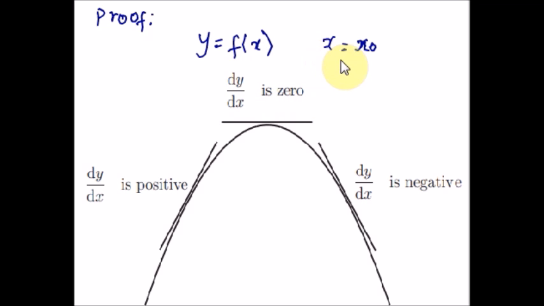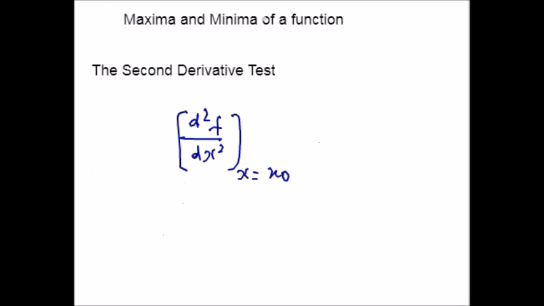Okay, now let us move on to the next topic, the second derivative test. The second derivative test is used to determine whether a stationary point is a local maxima or a local minima. Whether it is a global maxima or global minima can be determined by comparing its value with other local maxima or minima.